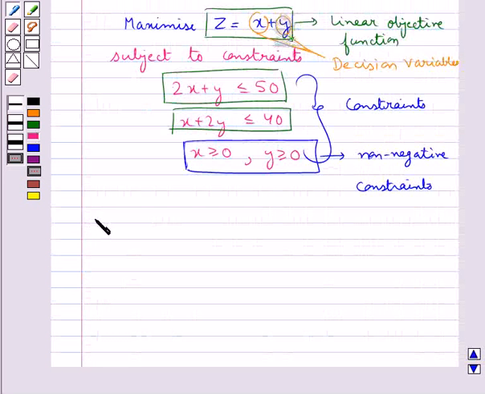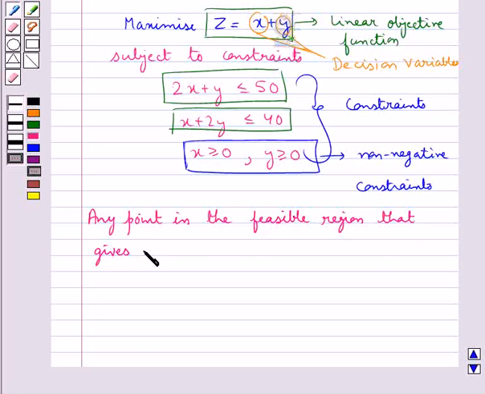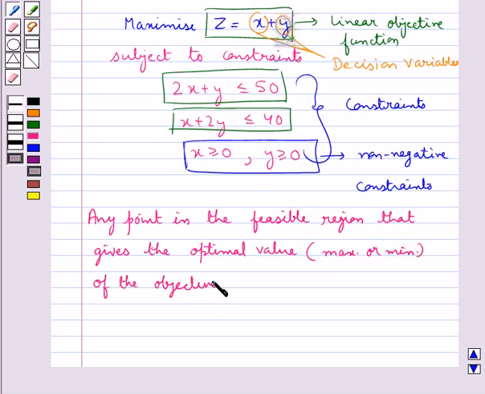And also any point in the feasible region that gives the optimal value, that is maximum or minimum value of the objective function, is called an optimal solution.